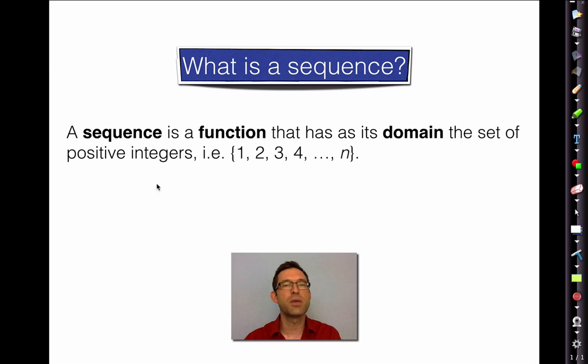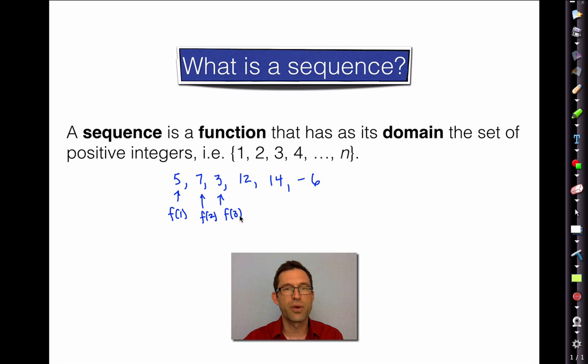So really, technically speaking, a sequence is really just a list: 5, 7, 3, 12, 14, -6, right? Where this corresponds to f of 1, this is f of 2, this is f of 3, etc. All right, so a sequence is a function, but its inputs really just tell us which number in the list we're taking. Are we taking the first number of the list, the second number, the third number, the fourth number? That's all that is.